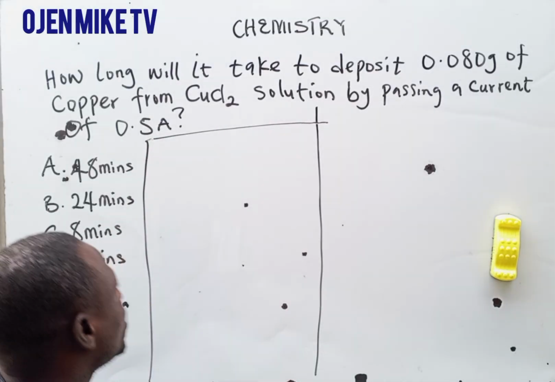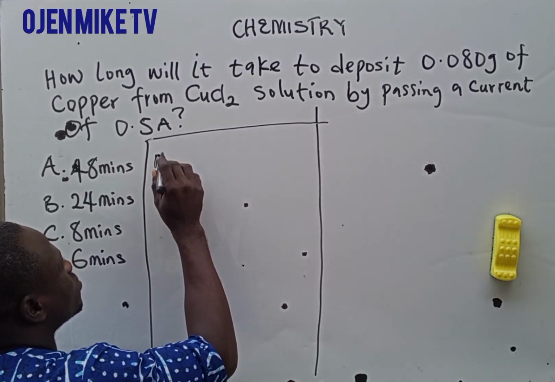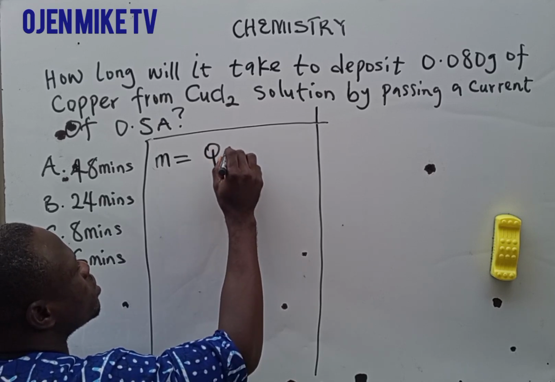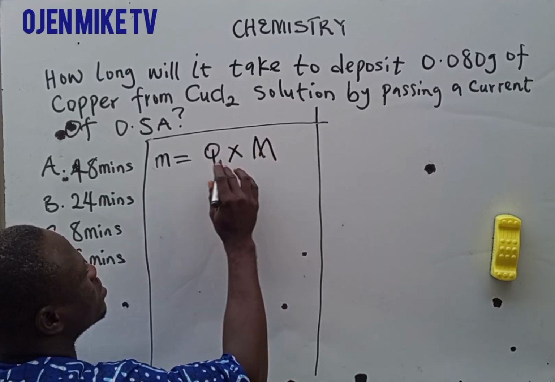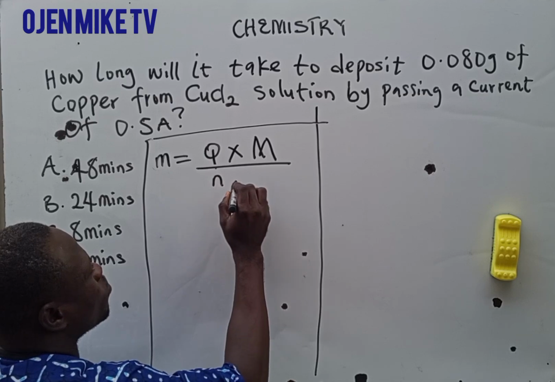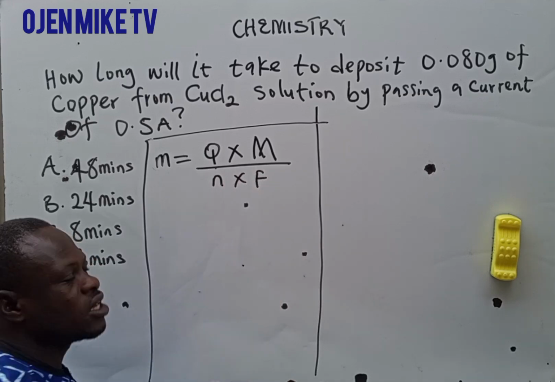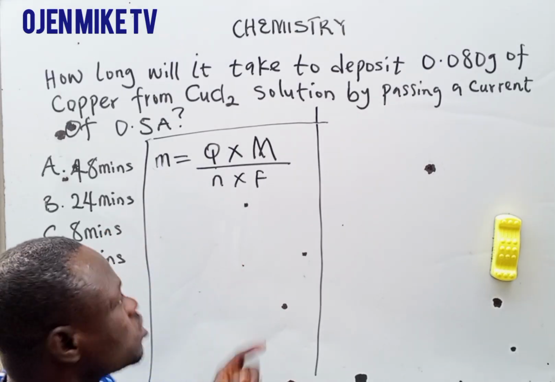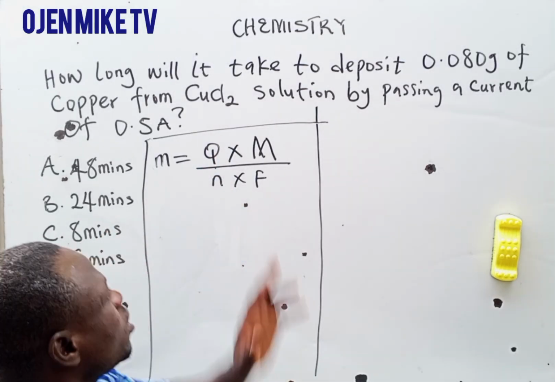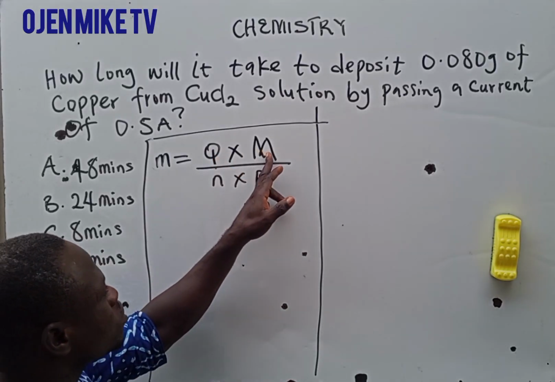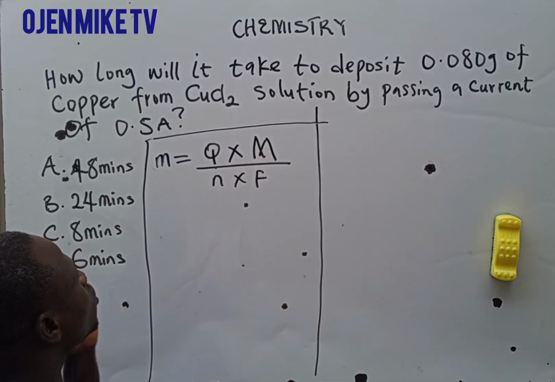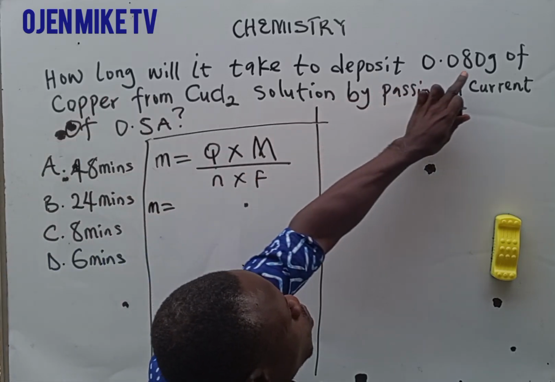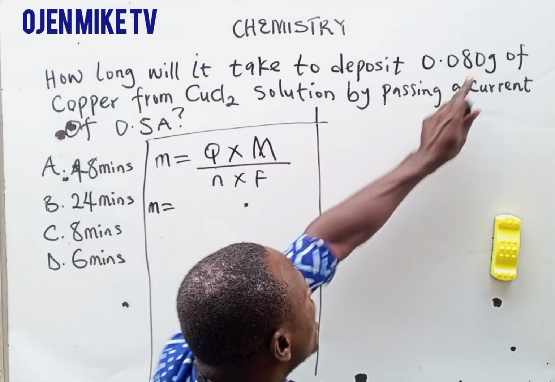Now Faraday's law of electrolysis says that mass, small letter m, is equal to quantity multiplied by molar mass, divided by the number of moles times Faraday. This is the simplest formula of Faraday's law of electrolysis. You are going to find your quantity, your molar mass, n and so on. Now we look at our mass. Mass m is equal to the deposited amount in grams. Remember, mass is always given in grams.